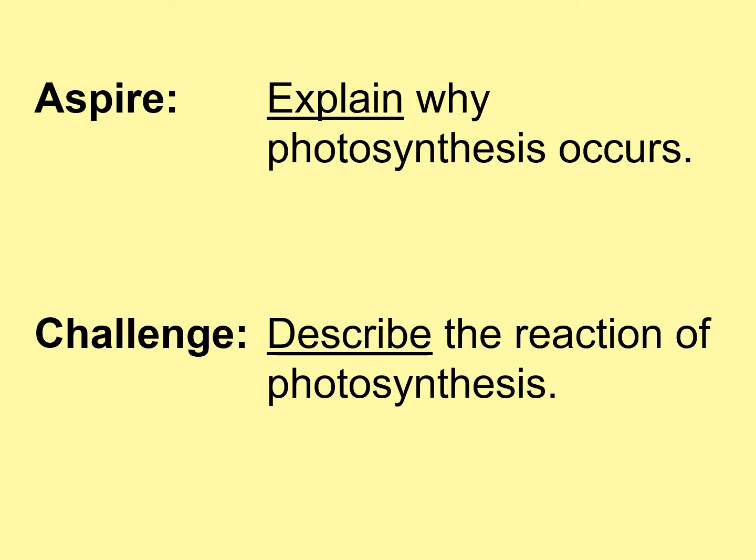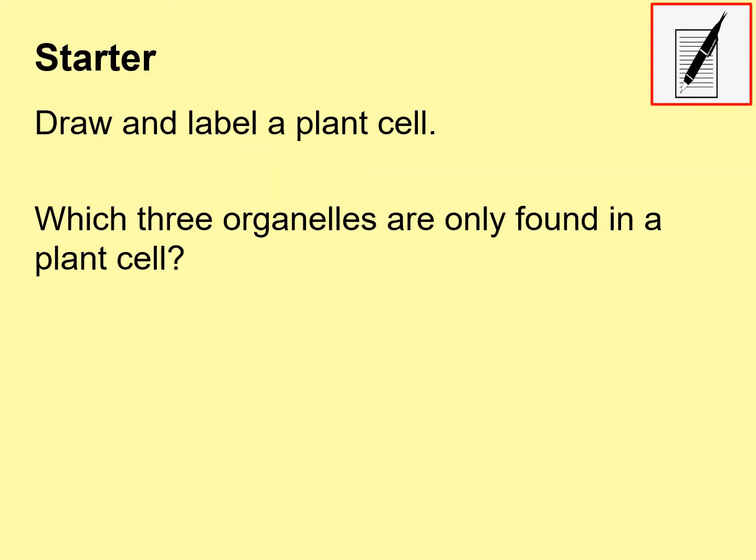So today's challenge is to describe the reaction of photosynthesis, and today's aspire is to explain why photosynthesis occurs. So today's starter is a quick recap. What I would like you to do is draw and label me a plant cell. And I would like you to write down which three organelles, so that's parts of the cell, are only found in a plant cell. Remember, a plant cell is far more complex than an animal cell. So I'm going to give you 4 minutes to do this. Off you go.